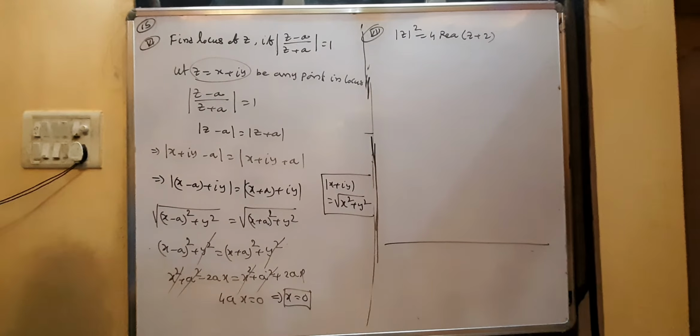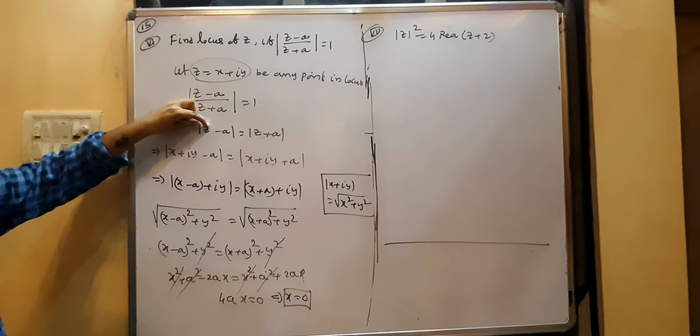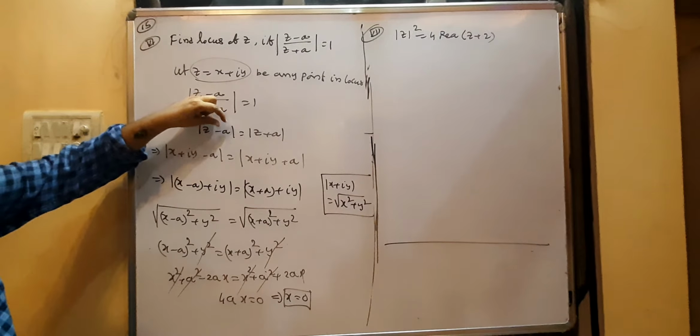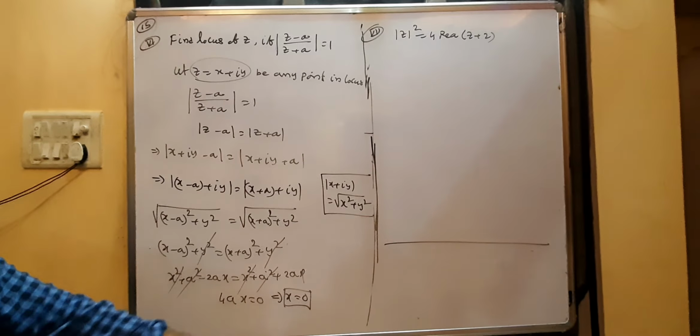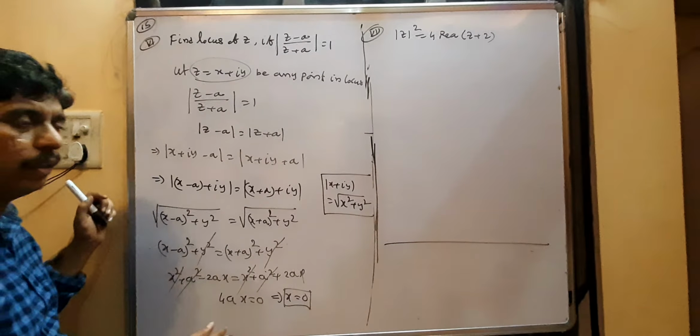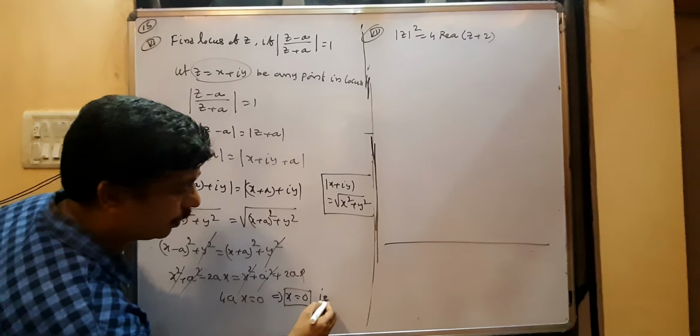This means you have to observe that the locus of the point at equal distance from the two fixed points always lies on the y-axis. Always lies on the y-axis is the locus of z.